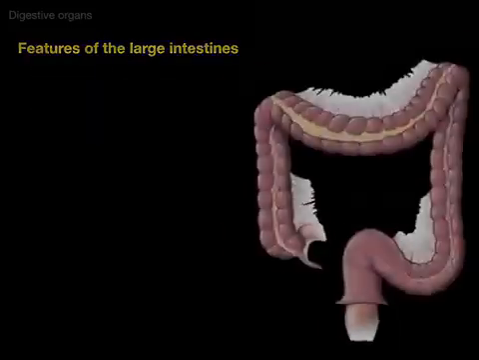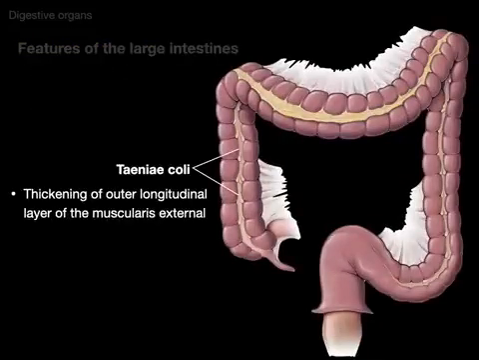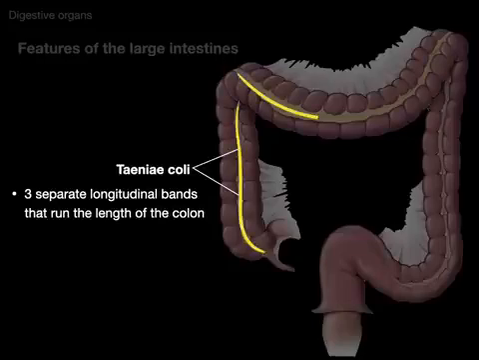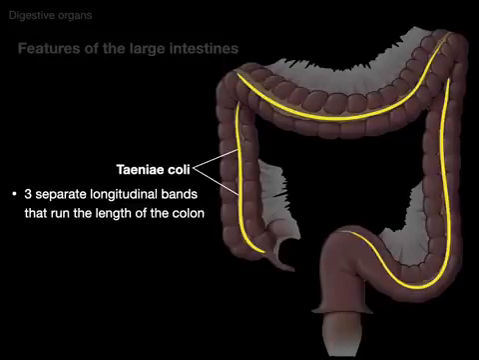Let's go through each one of those. So the taenia coli are thickenings of the outer longitudinal layer of the muscularis externa, and there are 3 separate longitudinal bands, anterior, posterior, and lateral, and they run the entire length of the colon. And so we can see there the anterior and posterior, and then the anterior again. We just don't see the lateral very well.